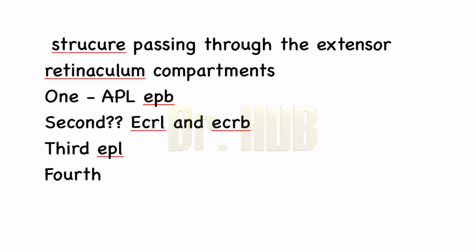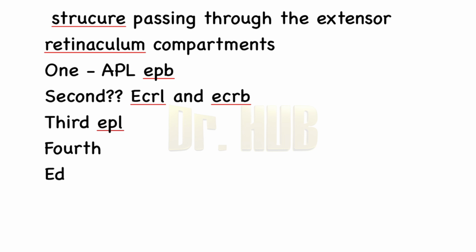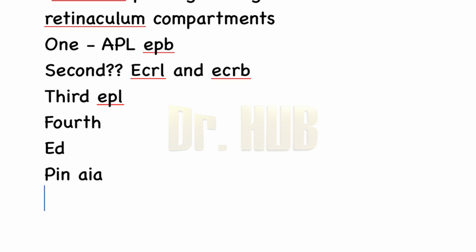Next, moving on to the third. The third includes the extensor pollicis longus, EPL. And what about the fourth one? The fourth includes the ED, extensor digitorum, extensor indicis, posterior interosseous nerve, as well as the anterior interosseous artery.